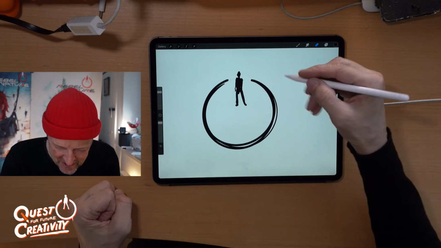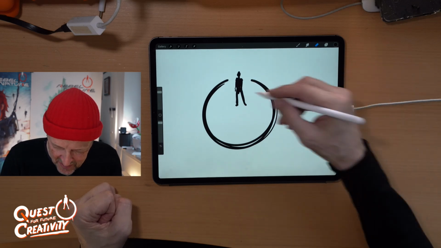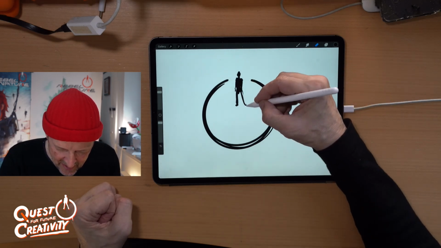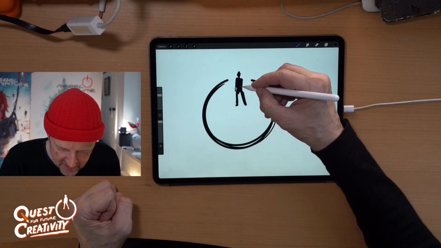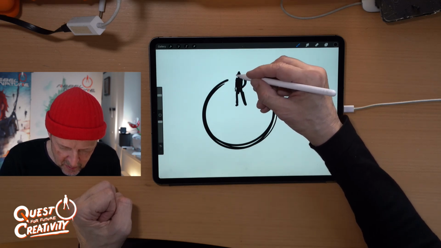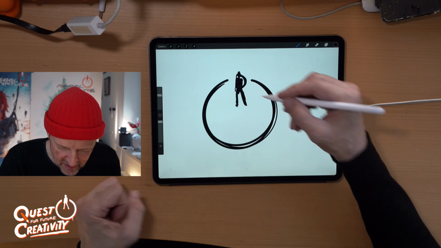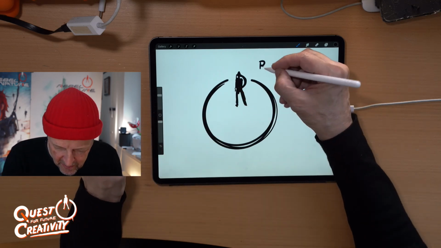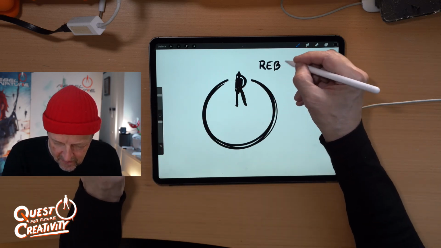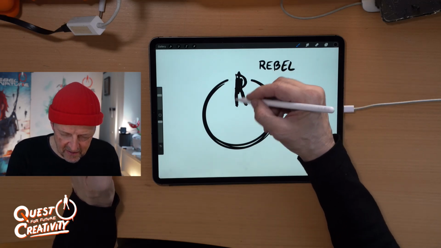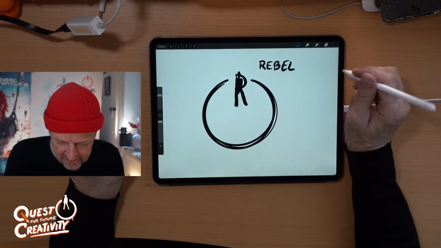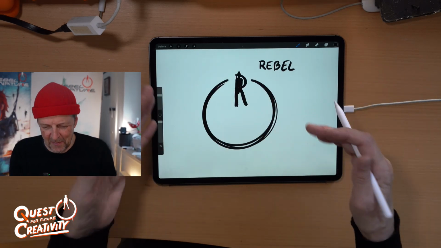And the thing is that this actually had the shape of an R. If you do like this, you would have the R of a rebel. So the R actually comes in here as a human shape. So this is sort of that part.